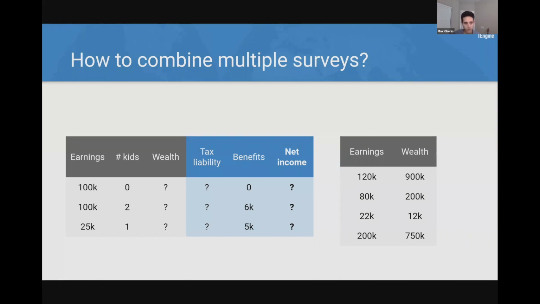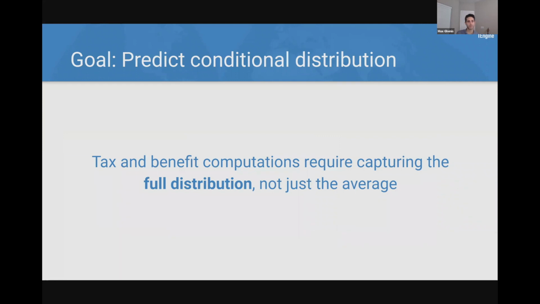And there are a number of approaches that you could use. I think the key insight that we've found in Synthimpute is you actually want to predict the conditional distribution. You don't want to just predict a single number for each one of those. And that's because when you're computing taxes and benefits, you have to know the full distribution of values it could take, because in many societies there's a progressive system.